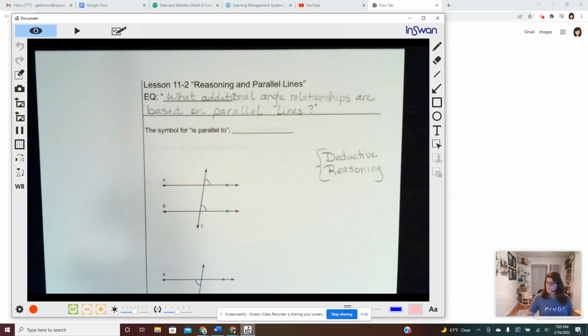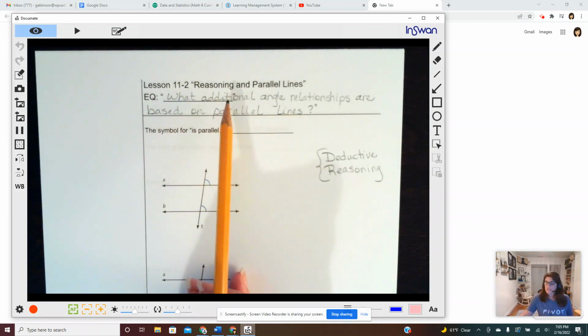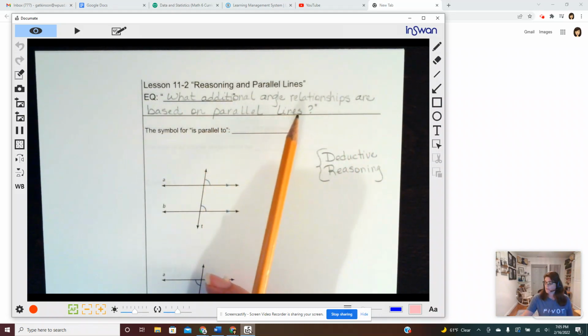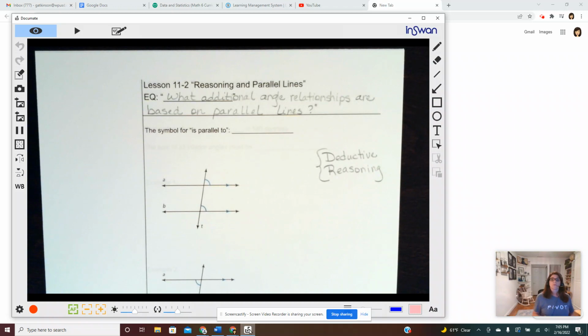So starting with the essential question, what additional angle relationships are based on parallel lines? Okay, so the fact that lines are parallel gives us a ton of information in geometry. But the reverse is also true. And I want you to look at this word, deductive reasoning. Again, the word is deductive reasoning.